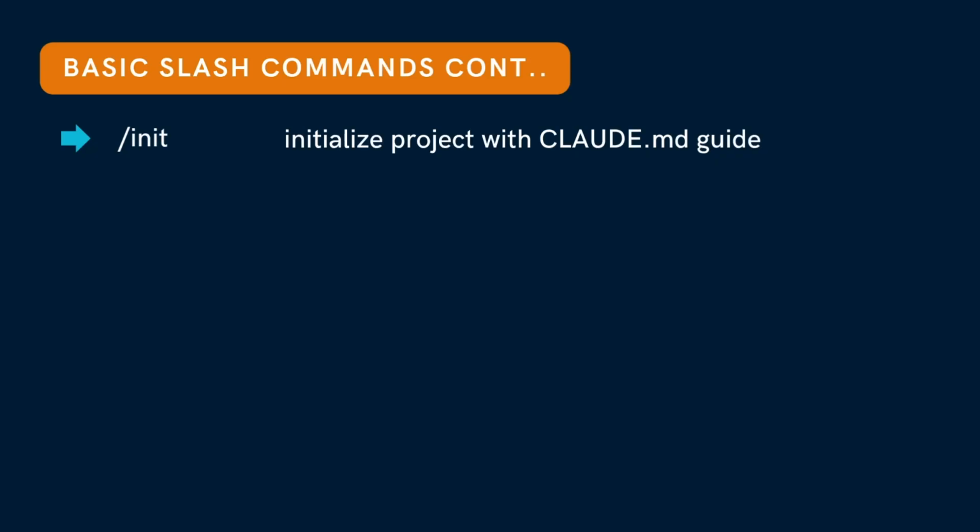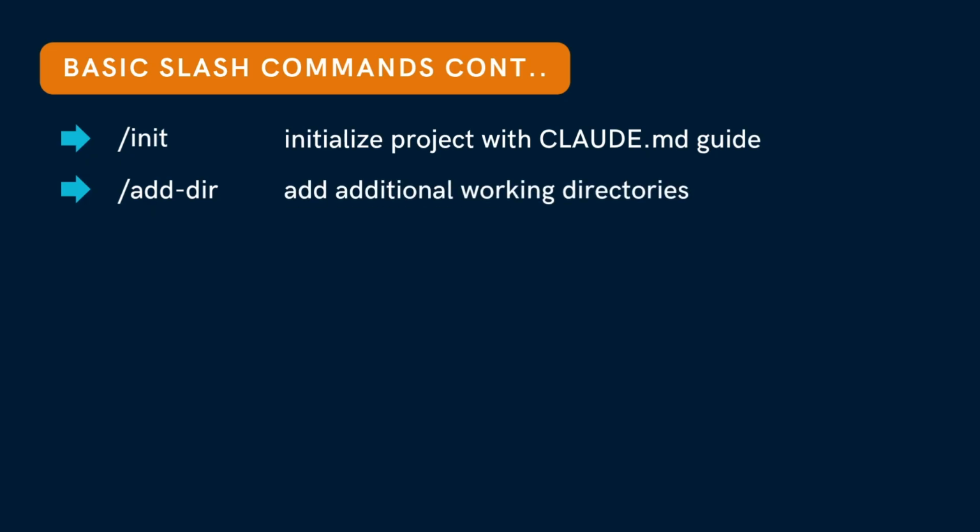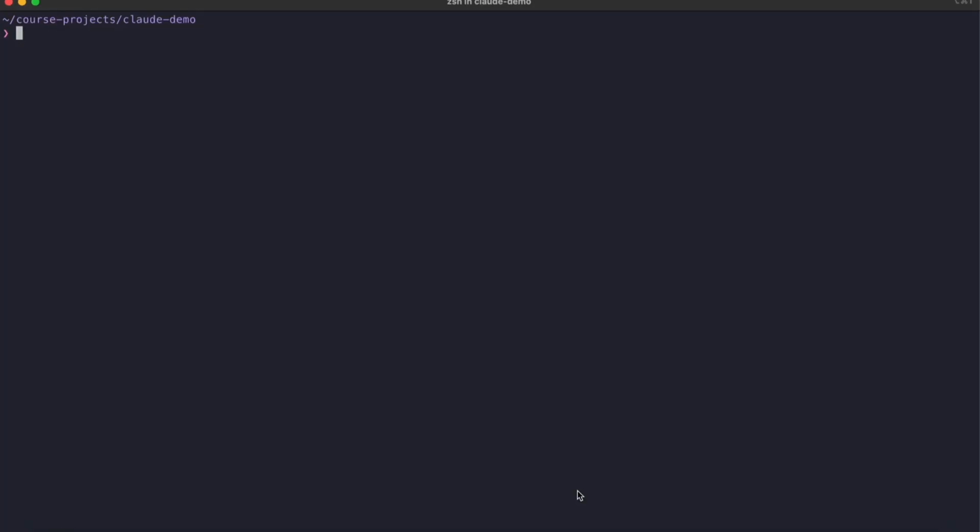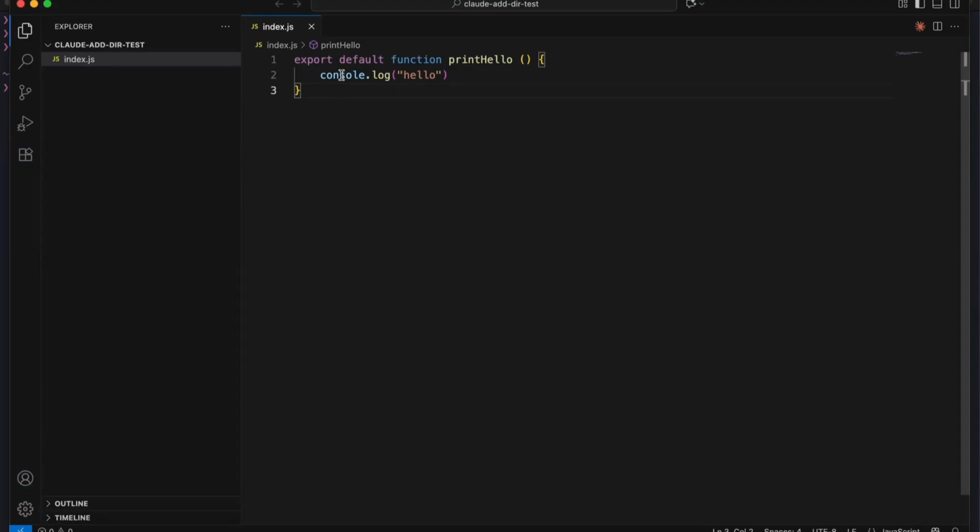Next we have slash add-dir. This command lets you add additional working directories to your current session. It's helpful if your project spans multiple folders or repositories. Let's see a quick demo. Right now we are in the Claude-demo folder. I will navigate to a different folder called Claude-add-dir-test. Here we have just one file, a simple function that prints hello to the console.